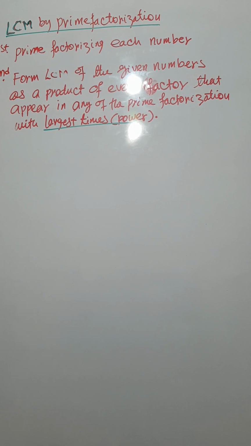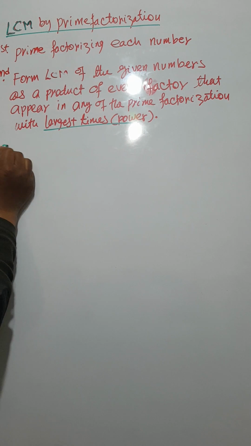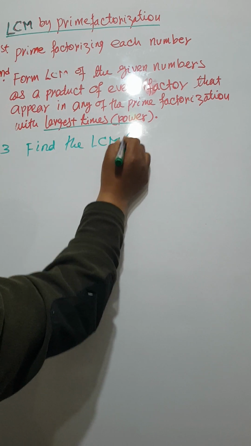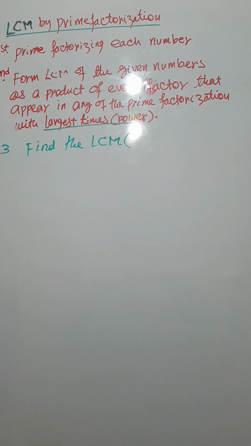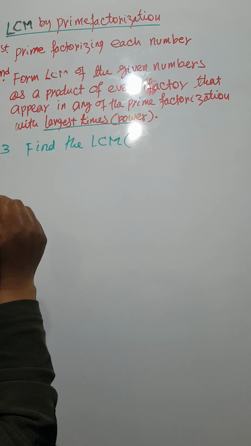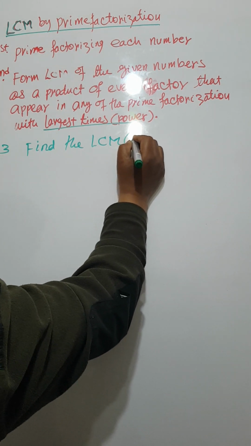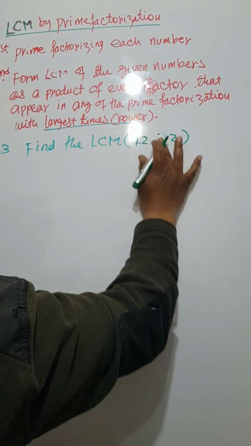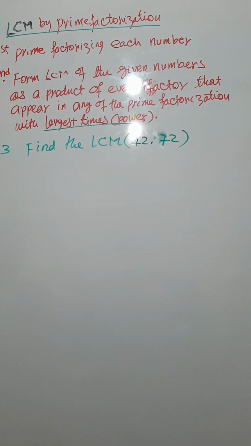Let's see a third example. Example 3: find the LCM of 48 and 72. Our first step is to prime factorize each number, in our case 48 and 72.